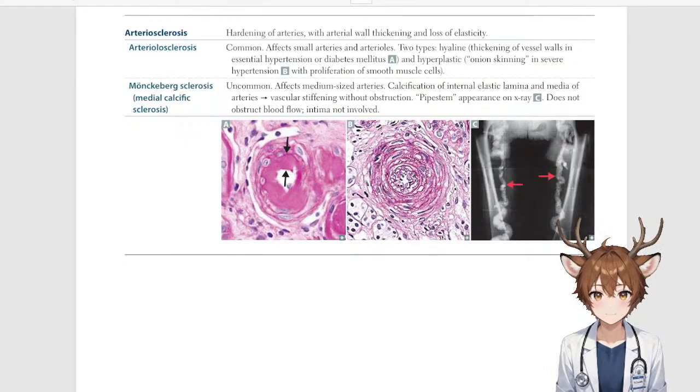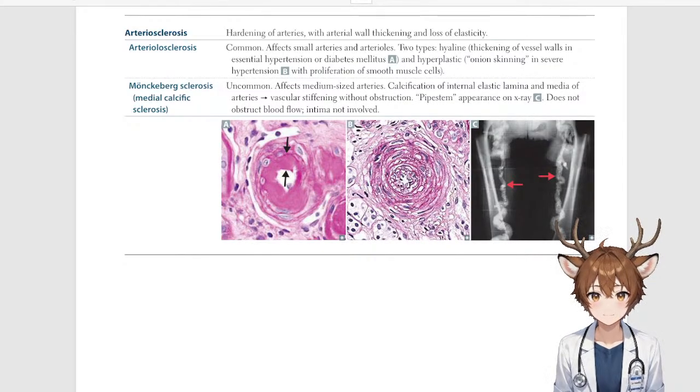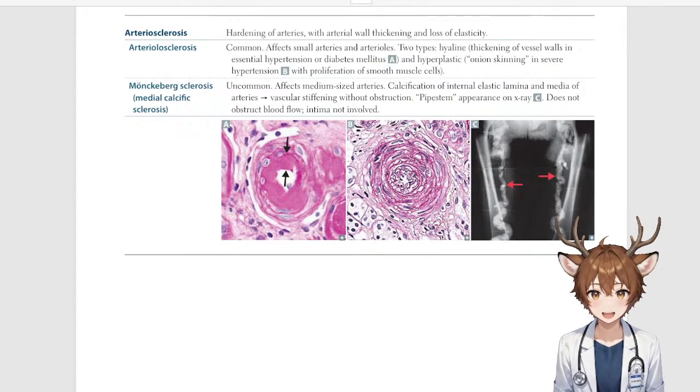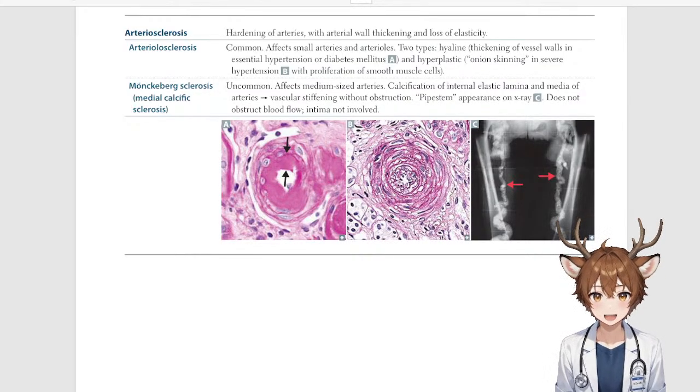Atherosclerosis. Very common form of arteriosclerosis, hardening of arteries, disease of elastic arteries and large and medium-sized muscular arteries, caused by buildup of cholesterol plaques in tunica intima.